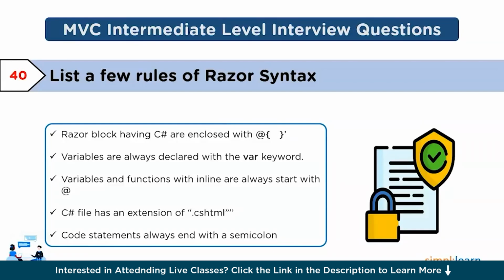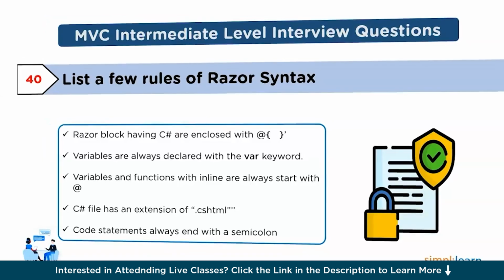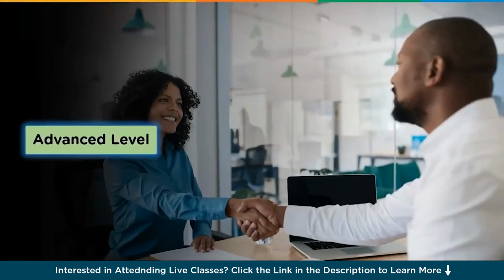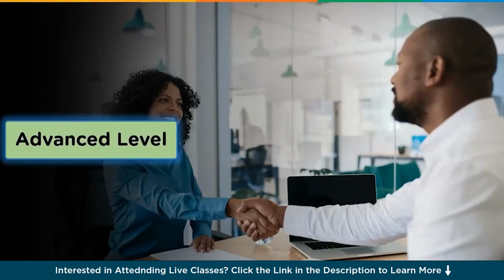Variables are always declared with the var keyword. Variables and functions inline always start with the symbol @. A C# file has an extension of .cs_html. Code statements always end with a semicolon. Now let us look at the advanced level interview questions.